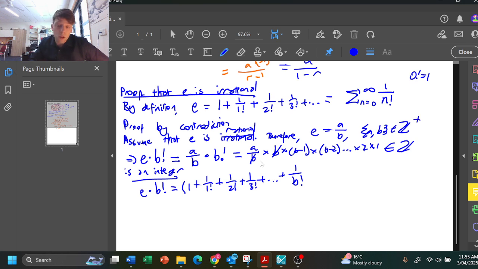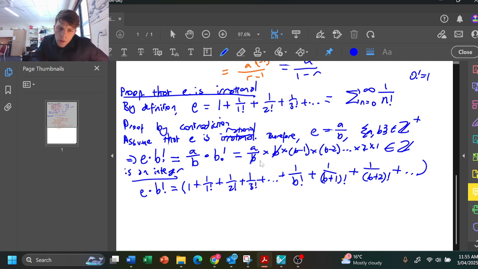So if we accept that b is a positive integer, which should follow from us accepting that e is rational, then b is going to appear in the definition of e. Obviously this sum goes on forever, so it's not just going to stop at 1 over b factorial, it is going to continue. The next term will be 1 over b plus 1 factorial, next will be 1 over b plus 2 factorial, etc. So it keeps going on forever. That's how e is defined, as this infinite sum.